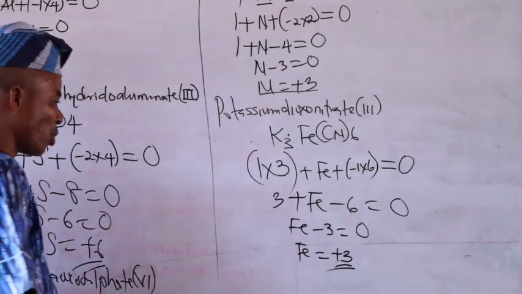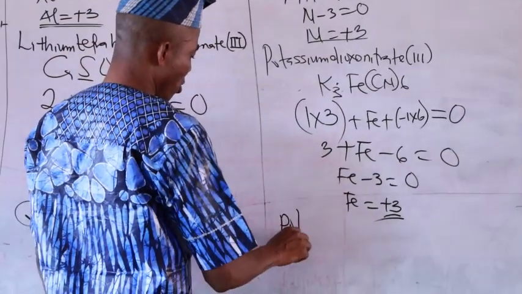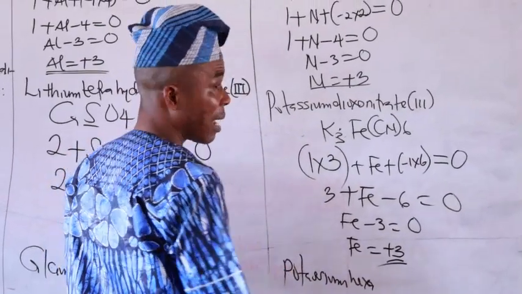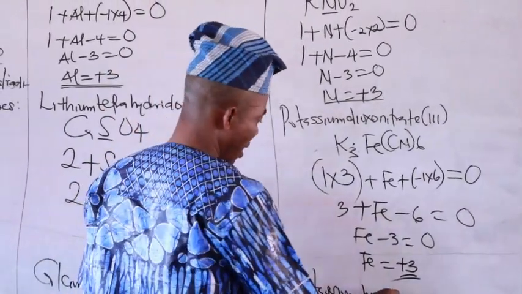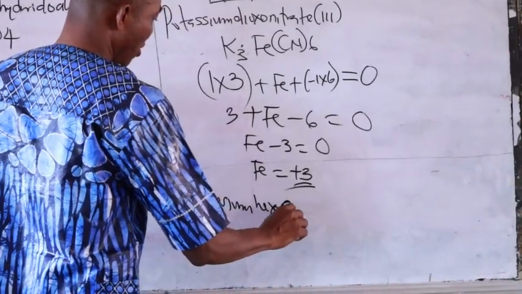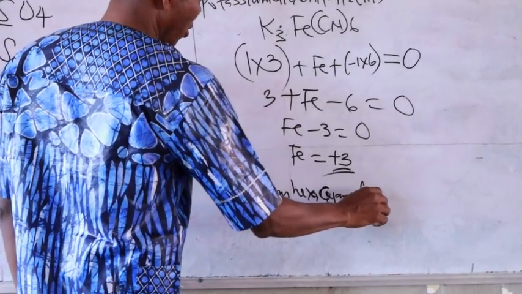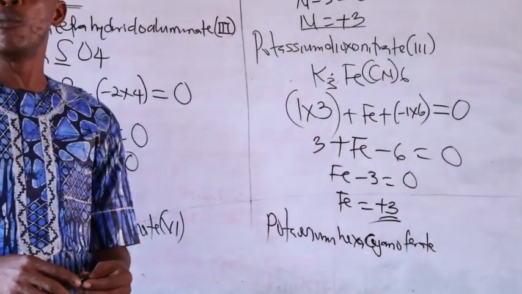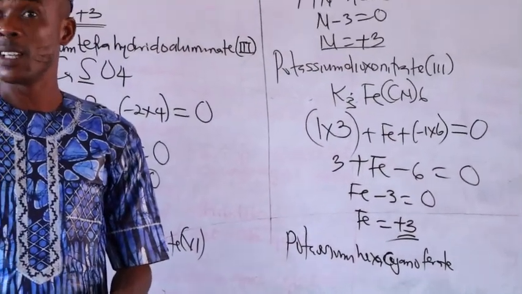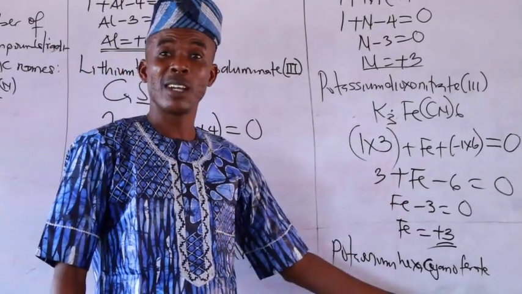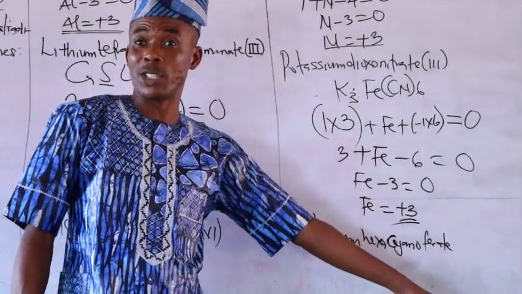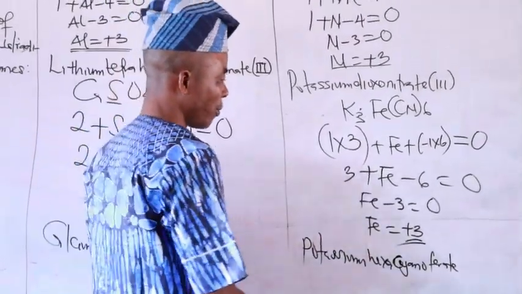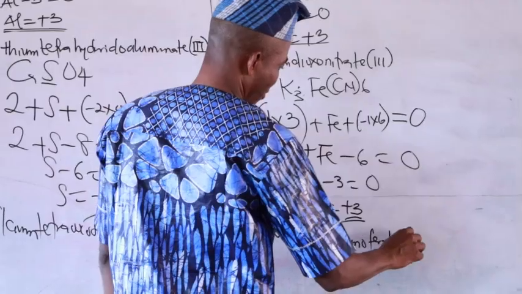And the name becomes what? Potassium hexacyanoferrate. Hexa means 6. You know, iron here got its name from ferrum, which is the Latin name. And that is why we are having ferrate, not ironate. Is that taken? So ferrate what? Ferrate 3.